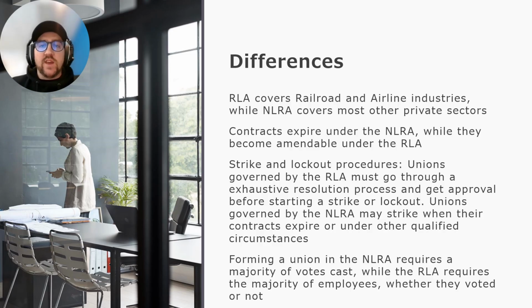Finally, forming a union under the NLRA requires that the majority of votes cast be in favor of the union. To form a union under the RLA, it requires a majority of all the employees to vote yes, not just votes cast. This is a significant difference as it requires a much more concerted organizing effort under the RLA.